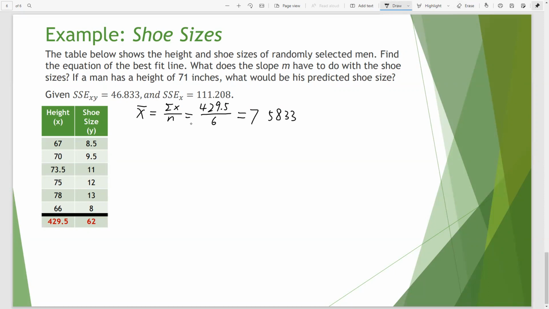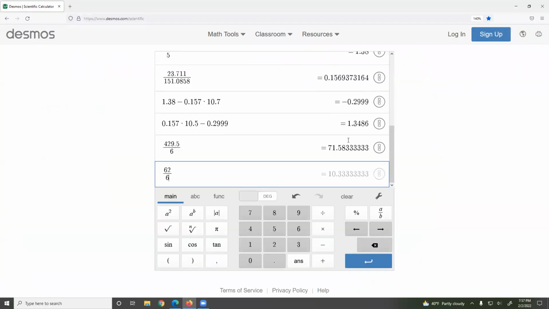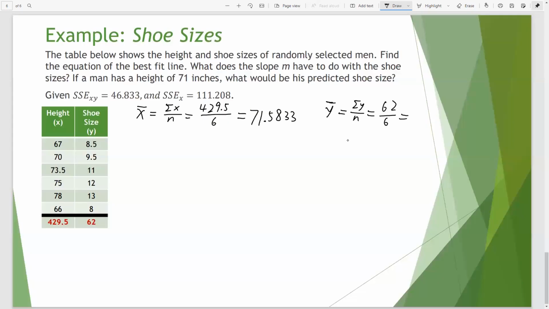71.5833, four digits. And the y bar is the sum of y over n. The sum of y is 62 divided by 6. We get 10.3333. Keep as many digits as you can, the more the better, though four digits is good enough.